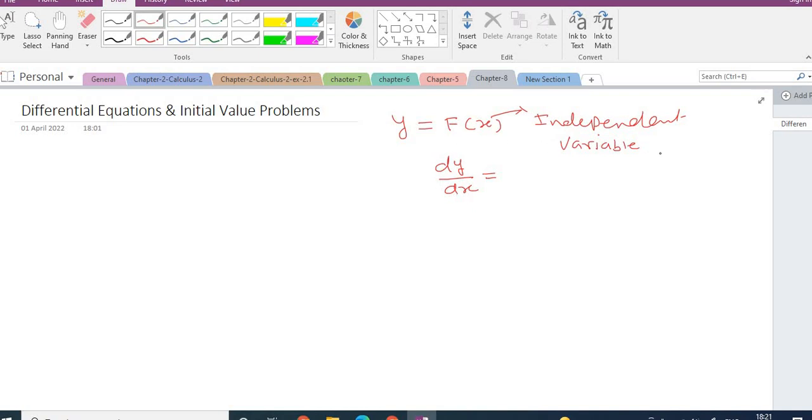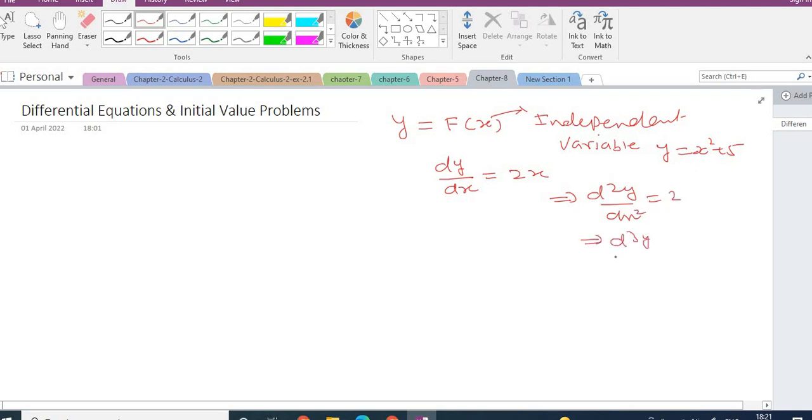For example, if you have y is equal to x square plus 5, and I'm going to check dy dx, you say that it is 2x. If you differentiate again, then you will get d2y dx2 is equal to 2. If you differentiate again, d3y dx cube, and it is 0.